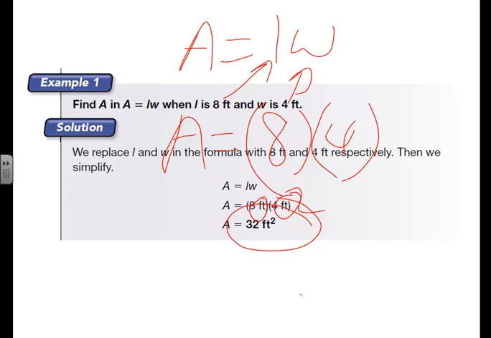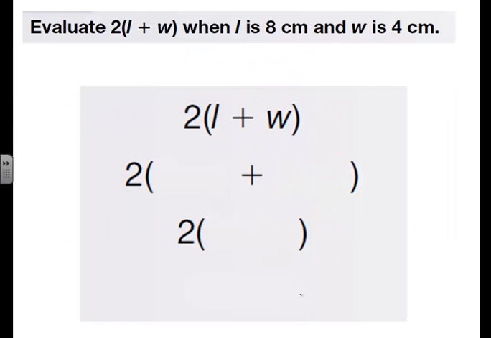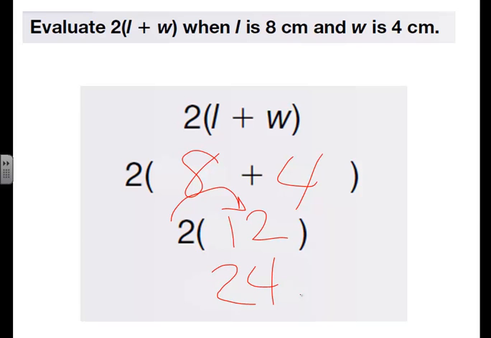All right, so here's an example of evaluating 2 times length plus width when length is 8 and width is 4. So again, we just plug them in here. Here's our 8, here's our 4. So we're going to be 2 times what? 2 times 12, and our answer is going to be 24, because these two being together means times.